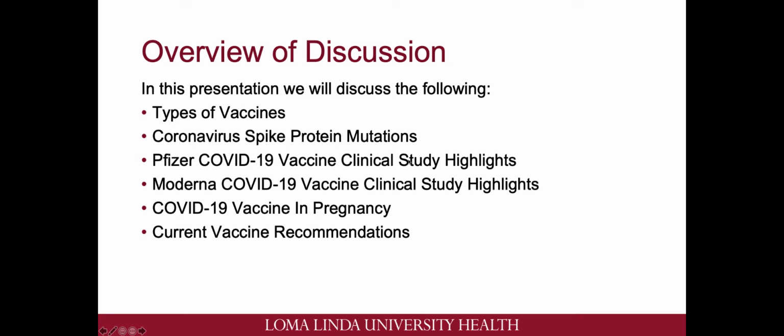So, here's a little bit of what we'll talk about in regards to the vaccines. We'll talk about different types of vaccines. We'll talk about the coronavirus spike protein mutations. We'll talk a bit about the COVID-19 clinical studies. And then we'll round it out talking about COVID-19 in pregnancy. And then finally, we'll talk a bit about recommendations in regard to the vaccines.